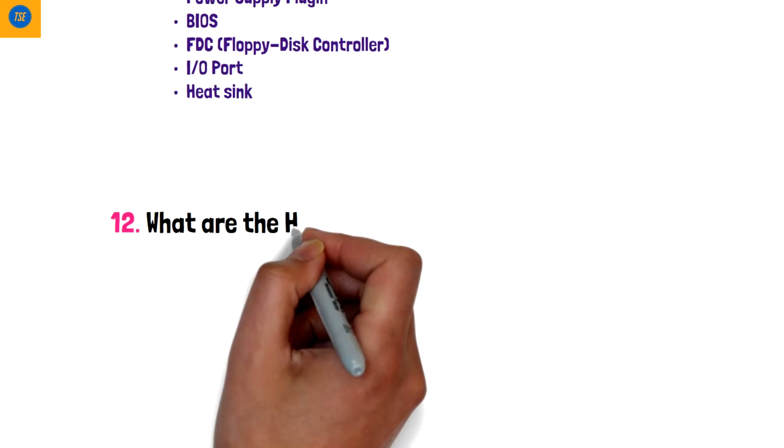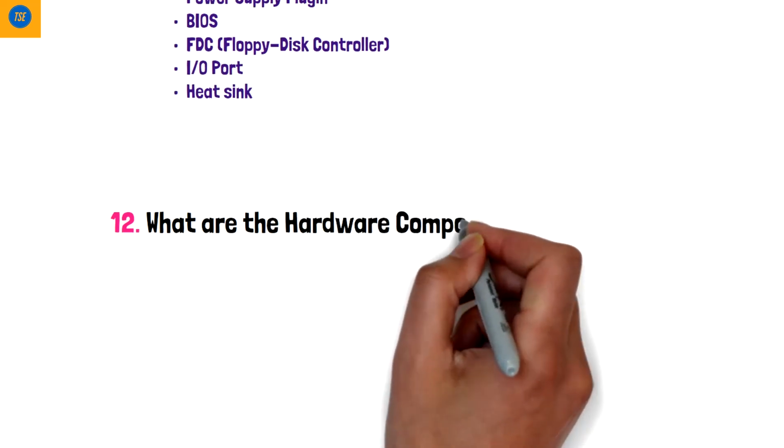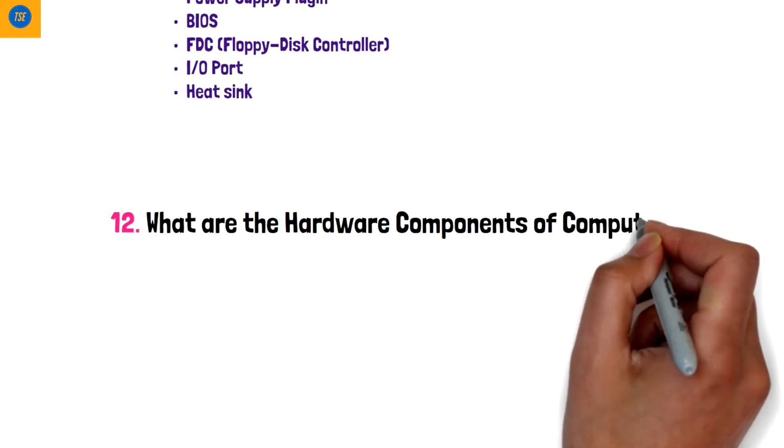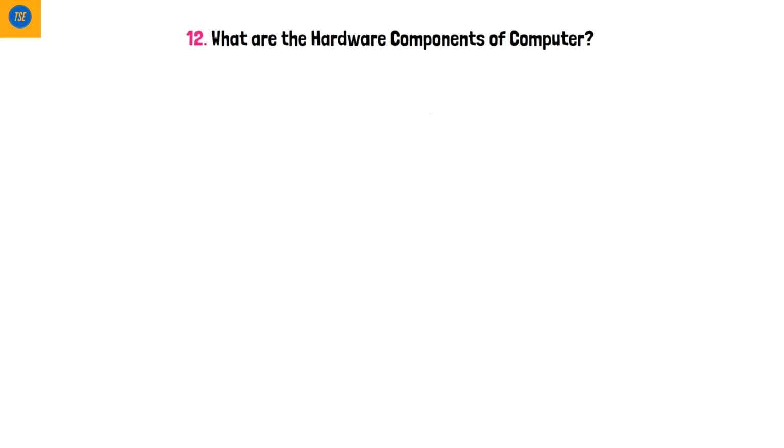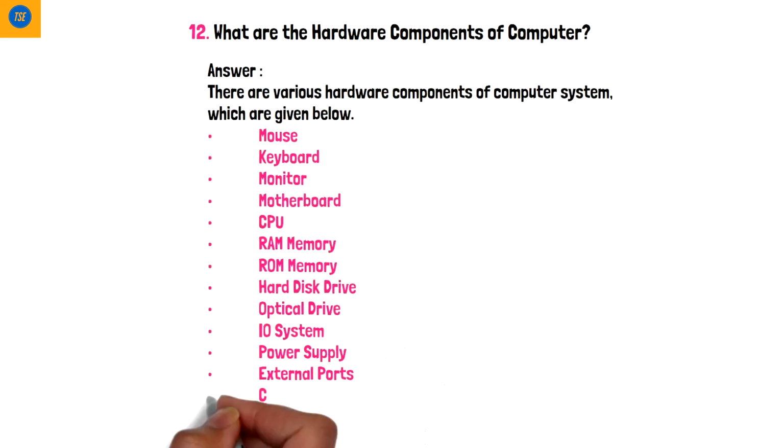Number twelve. What are the hardware components of computer? There are various hardware components of a computer system which are given below: mouse, keyboard, monitor, motherboard, CPU, central processing unit, memory, RAM, random access memory, ROM, read-only memory, hard disk drive, optical drive, IO system, power supply, external port, CPU fan, sound card, video display controller. These are the hardware components.